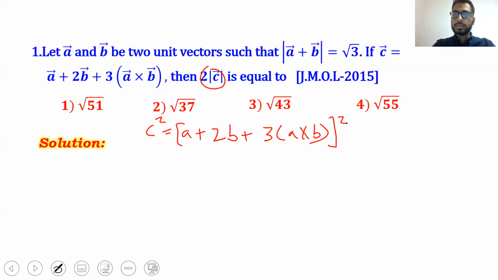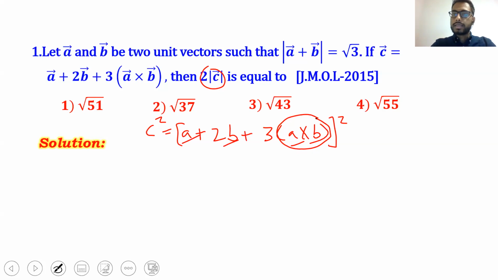magnitude of C square is going to be equal to magnitude of A plus 2B plus 3 A cross B the whole square. If I expand this, I'm going to get A square plus 4B square plus 9 times A cross B the whole square. So what are the values that I will need? When I expand this A cross B the whole square, I'm going to get magnitude of A square into magnitude of B square into sine square of theta. So first of all, I am going to need the angle between A and B.